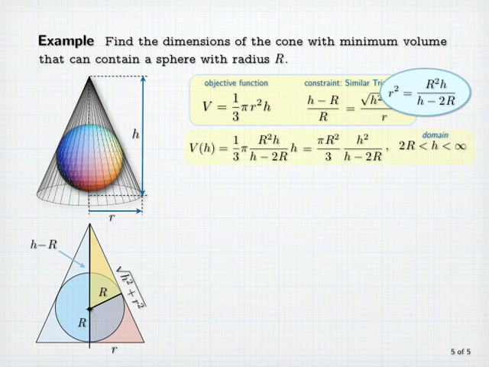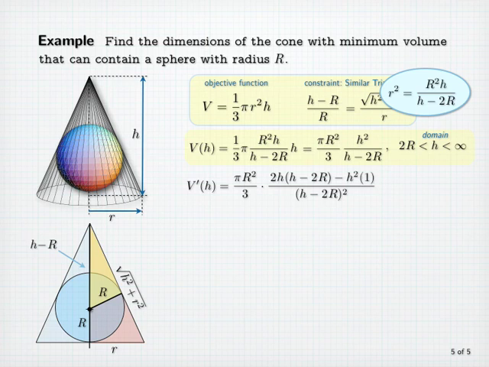Next, we compute the derivative using the quotient rule. V prime of h is equal to the constant pi r squared over 3 times a quotient whose denominator is the square of h minus 2r, and whose numerator is the derivative of h squared, 2h, times h minus 2r, minus h squared times the derivative of h minus 2r, which is just 1.